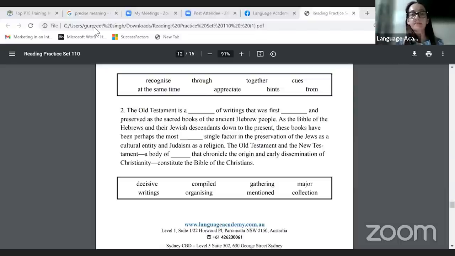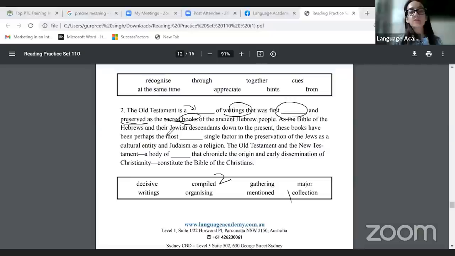Good, very well done. This says the Old Testament is a dash of writings, and you have selected right, a collection of writings, because with "a" we need a singular noun, but it also should convey something which can accommodate writings, which is a plural word, so we can say collection of writings. That was first dashed and preserved as the sacred books of the ancient Hebrew people. So they have used past form. We will also use past form, and that verb should match with books. So books are dashed and preserved. Books were compiled. Compiled is put together and then preserved, means saved for the future generation.